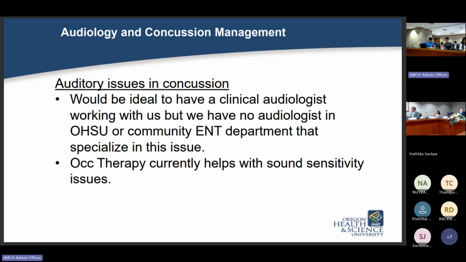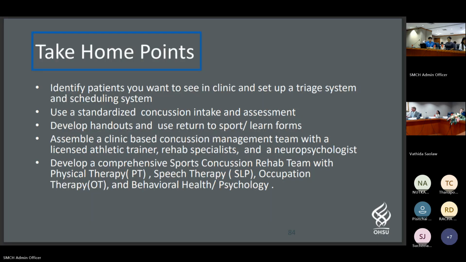And again, a push for if you're going to develop a program, consider involving an auditory specialist. So the take-home pearls here are identify patients you want to see in clinic and set up a triage system for that. We focus on sports medicine, but we also see car accidents. We tend not to see people in our clinic over about 60 because they get other neurologic issues that are challenging to figure out. Our adult neurologists don't help us out at all, but our pediatric neurologists help with the headache clinic. So we refer them to, and they actually help manage the headaches.